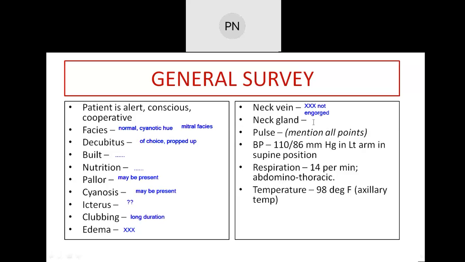Neck gland, whatever you get, you write. Pulse, BP, respiration, temperature, again, whatever you get, you should write. So these are the general survey features. Now tell me, could we also differentiate MS and MR through general survey?